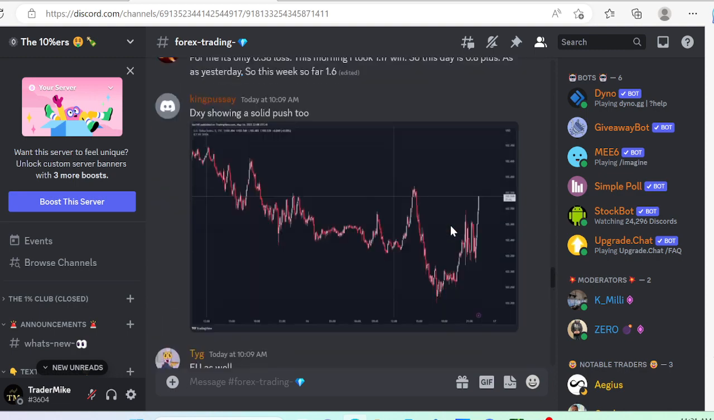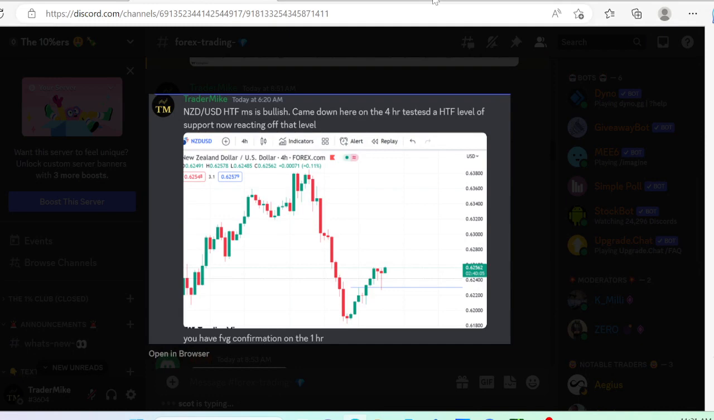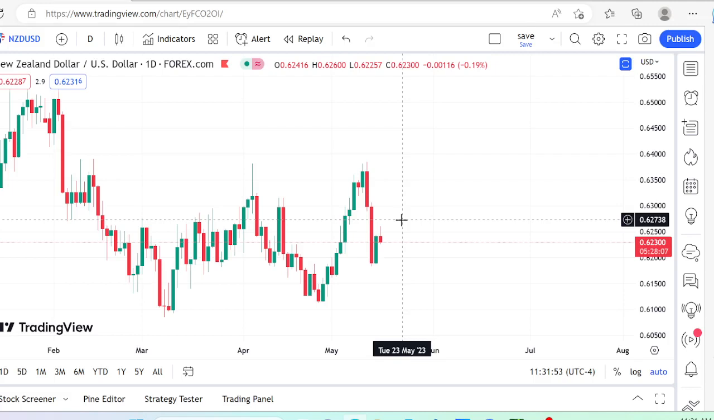So let's scroll up a little bit. All right, so you can see from earlier, you see right here, I said NCD/USD higher time frame market structure is bullish. Came down here on the 4-hour, tested a higher time frame level of support, and now reacting off of that level. Okay, market structure on NCD/USD 100% bullish.